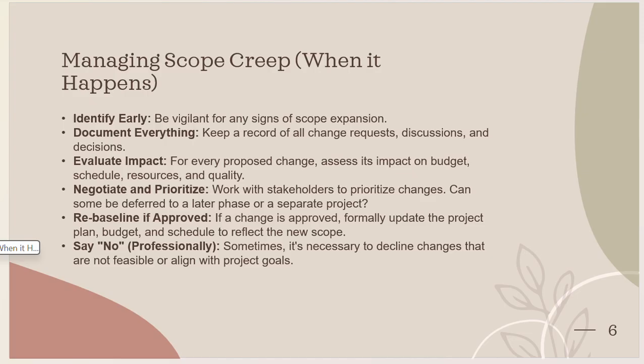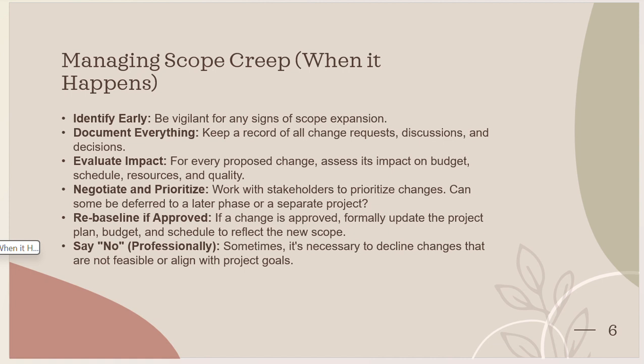So identify it early. This is the most important technique. We should identify scope creep early, before it happens, and always give feedback on that situation to the business team or the development team. Be vigilant for any sign of scope expansion. Document everything: keep a record of all the changes requested, discussions, and decisions. So there is a clear document of everything.